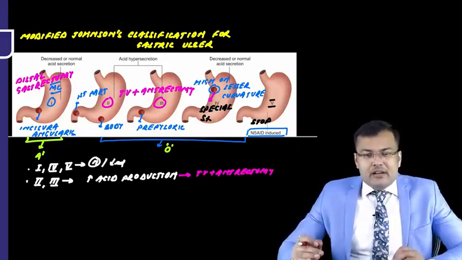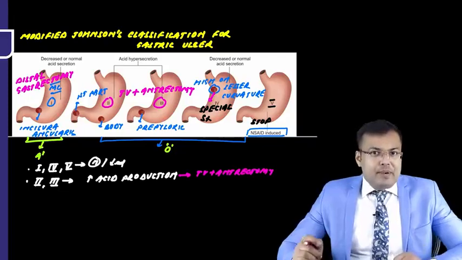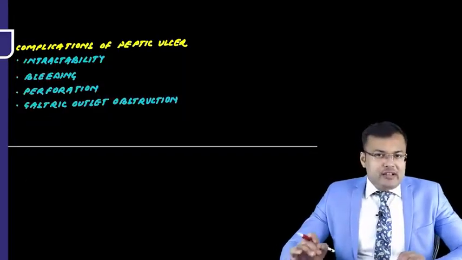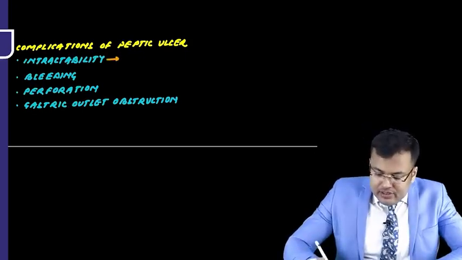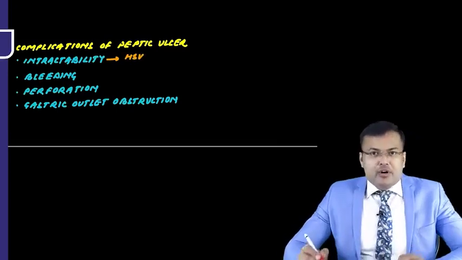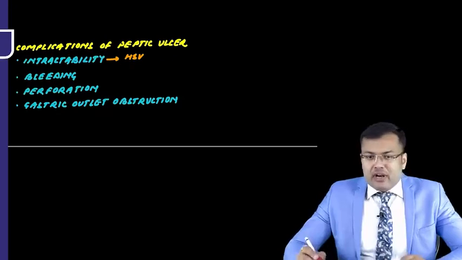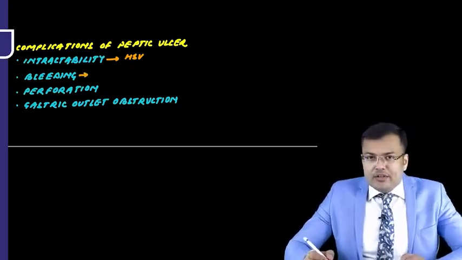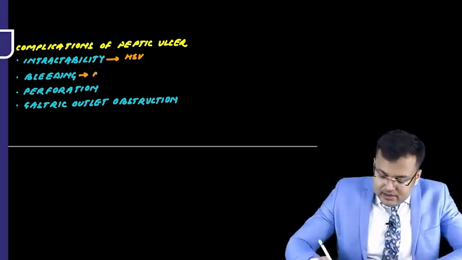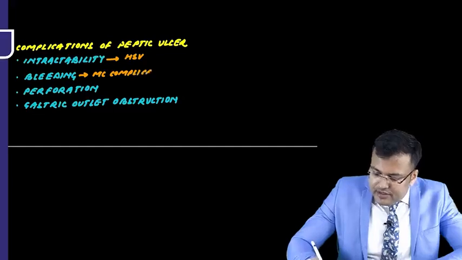So first understand what the complications of peptic ulcer are. First is intractability, or intractable duodenal ulcer, and we already discussed that for intractable duodenal ulcer, the treatment of choice is highly selective vagotomy. Bleeding is the most common complication of peptic ulcer.